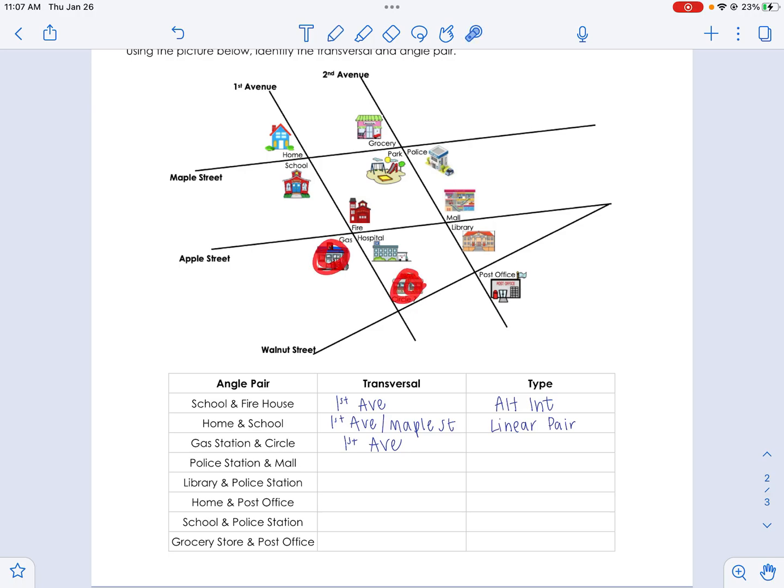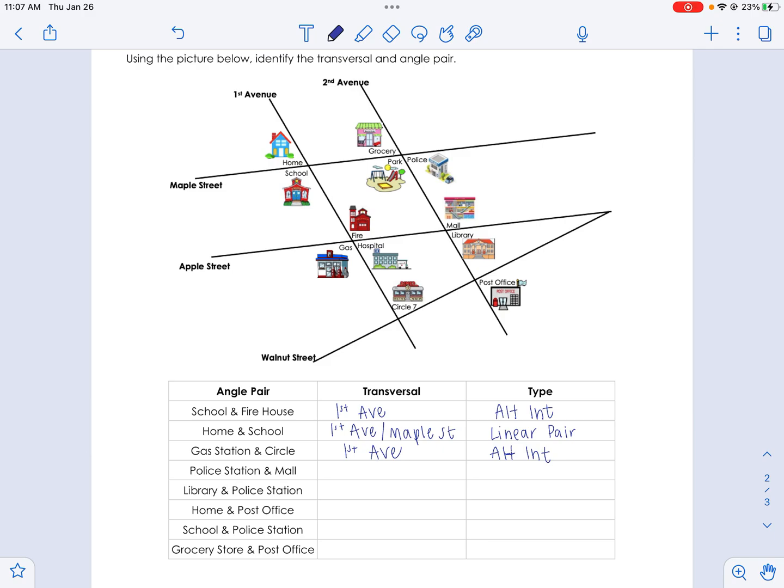And if I take a look at those, so one's on Walnut Street and one's on Apple Street. They're both in between those streets, which means interior, alternate sides. So that's another alternate interior.